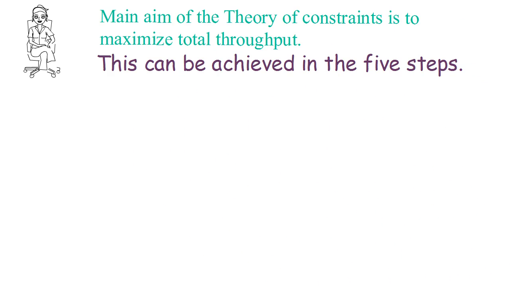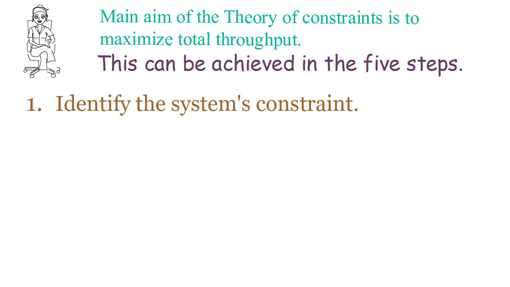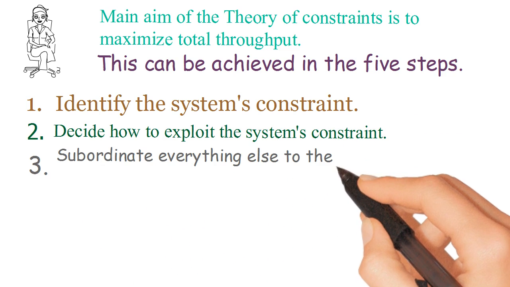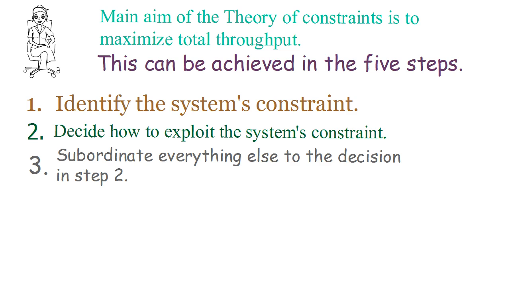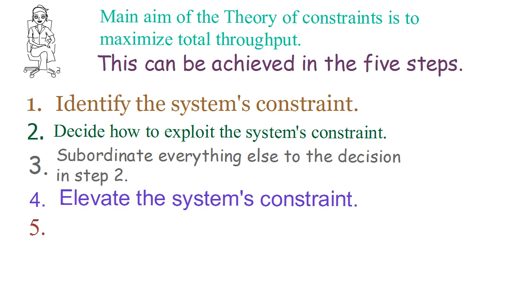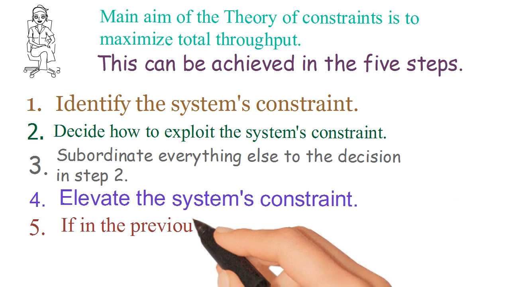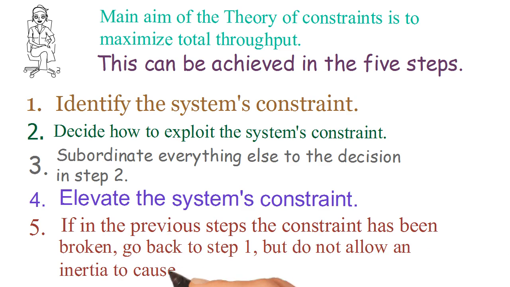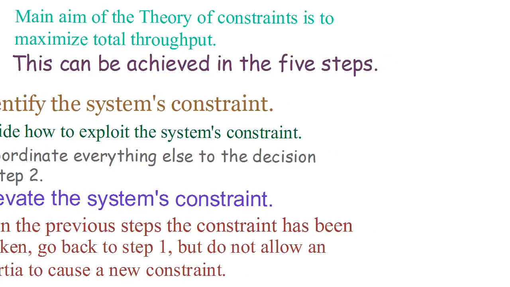This can be achieved in the 5 steps. Identify the system's constraint. Decide how to exploit the system's constraint. Subordinate everything else to the decision in step 2. Elevate the system's constraint. If in the previous steps the constraint has been broken, go back to step 1. But do not allow inertia to cause a new constraint.